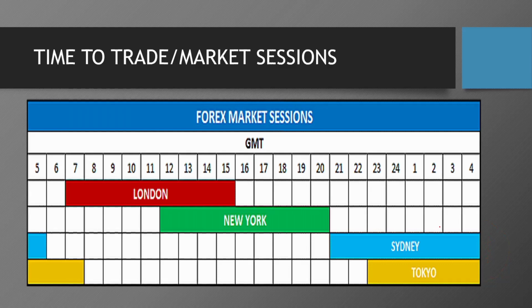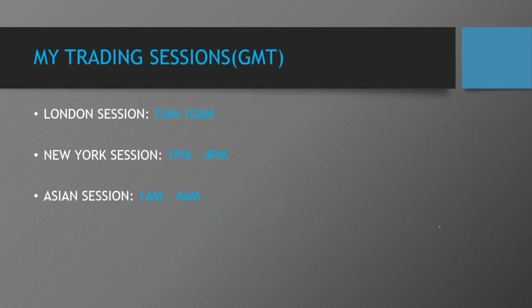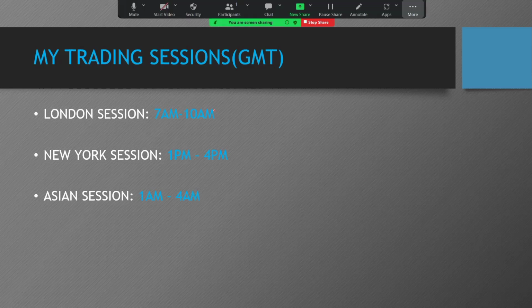Time to trade in the markets. These are market sessions. This is the one I follow. This is all in GMT, sorry, not Nigerian time. So the London session starts, in GMT, at 7 a.m. to 10 a.m. This is the one for my strategy. New York starts from 1 p.m. to 4 p.m. Asia starts from 1 a.m. to 4 a.m. These are the times when these markets are really, really strong. They move really, really well.